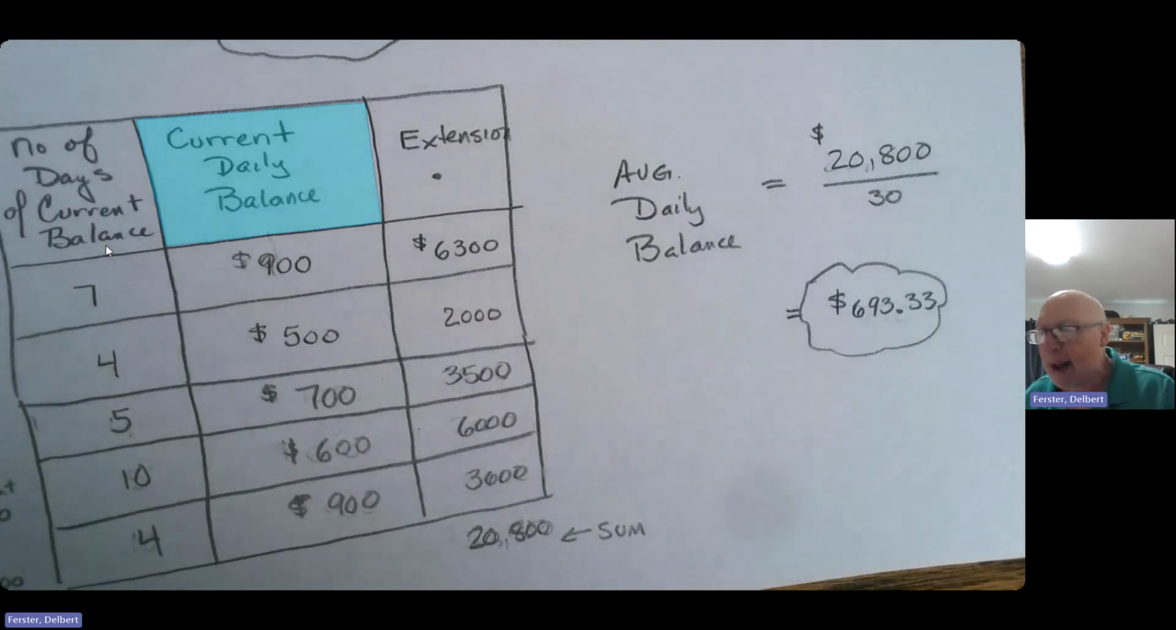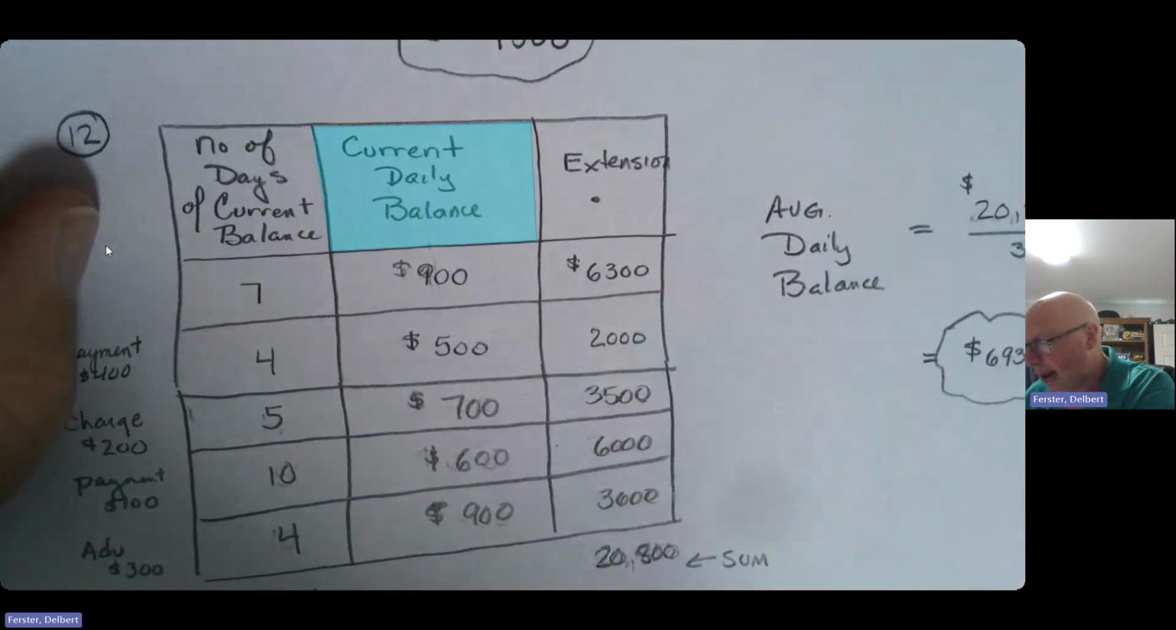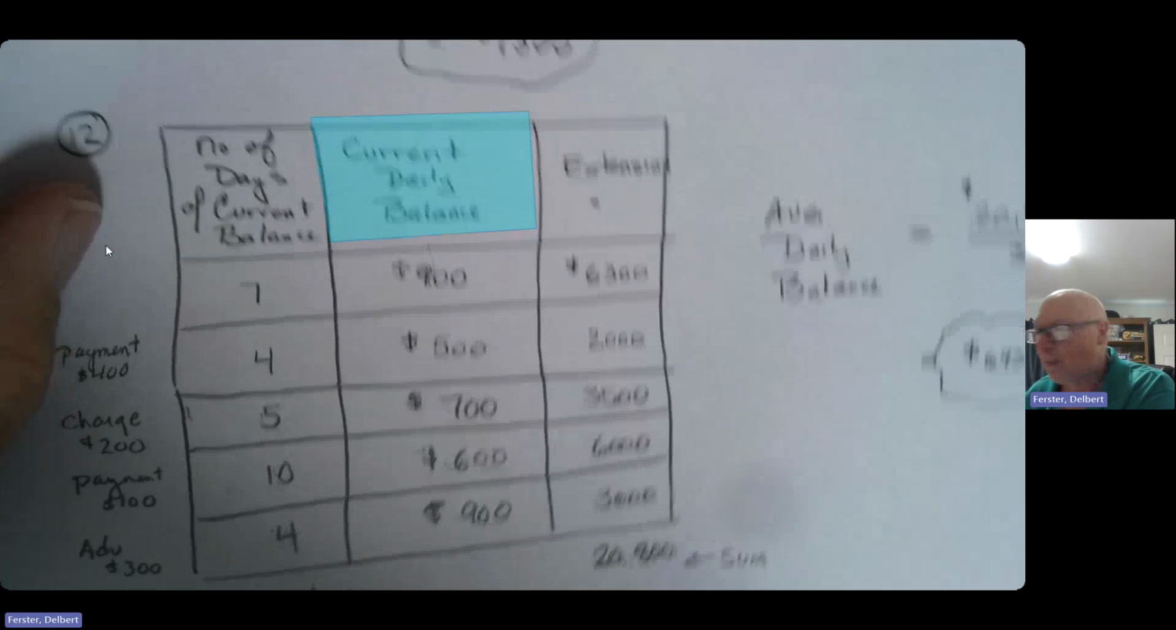Realize that the current daily balance changes with every impact on the credit card account, whether it be a payment or a charge. Let's move to 13.